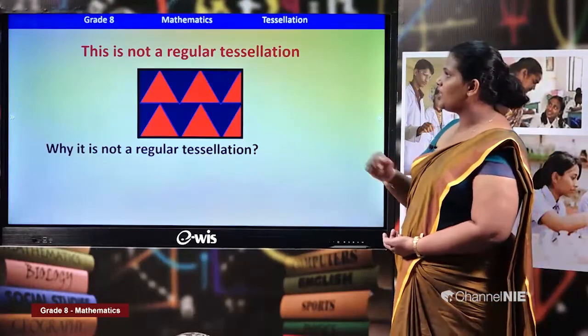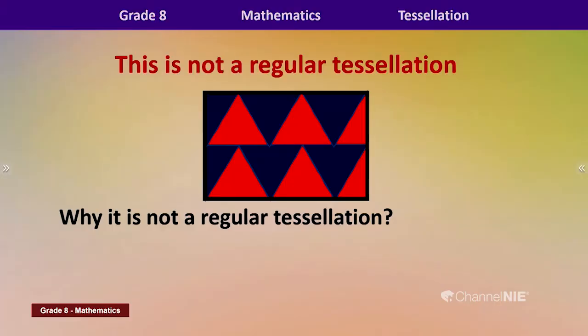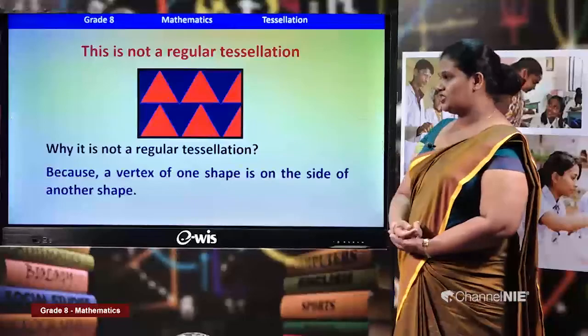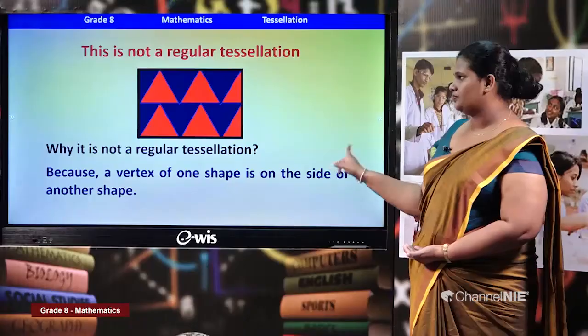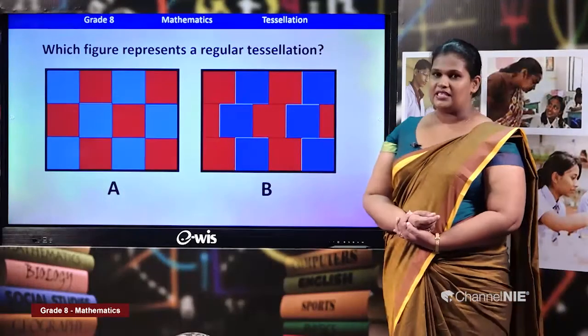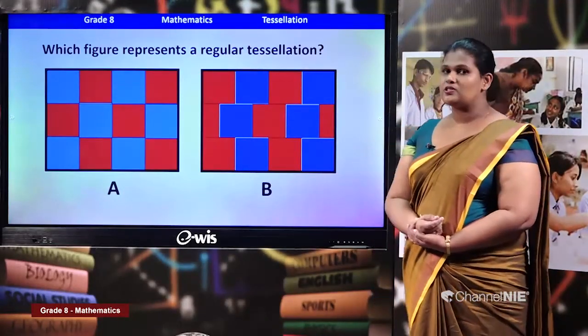So, here I have asked you a question. This is not a regular tessellation. Why is it not a regular tessellation? Therefore, we can say it is because a vertex of one shape is on the side of another shape. Therefore, it is not a regular tessellation. Right. Once again, there is a question for you.